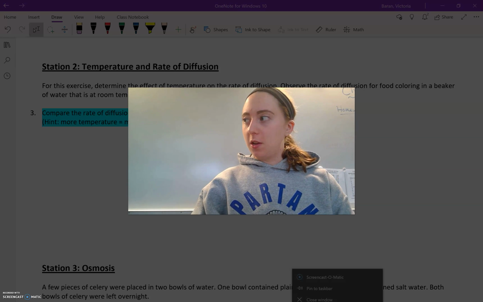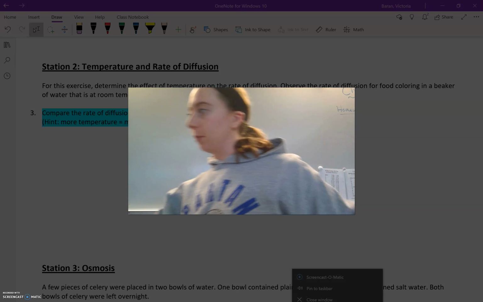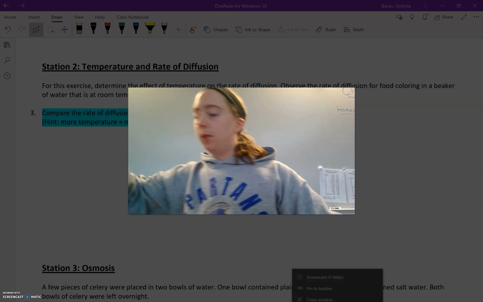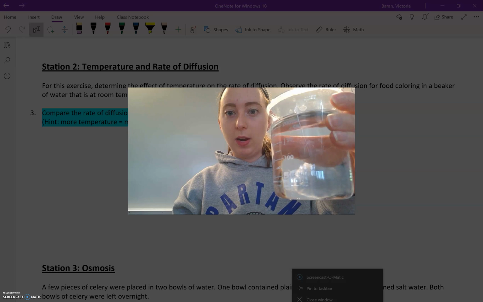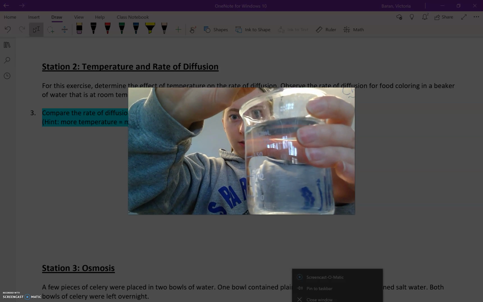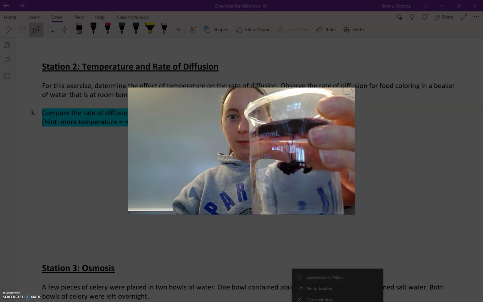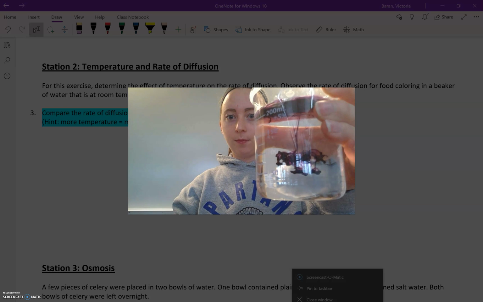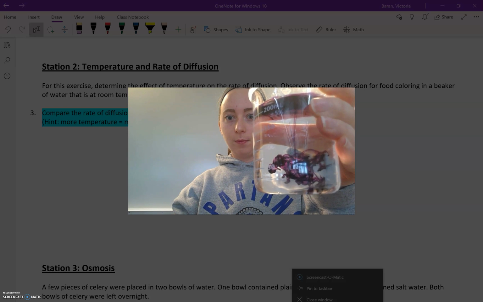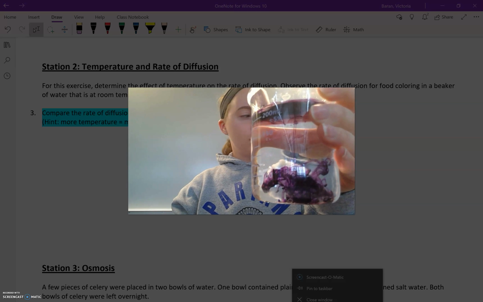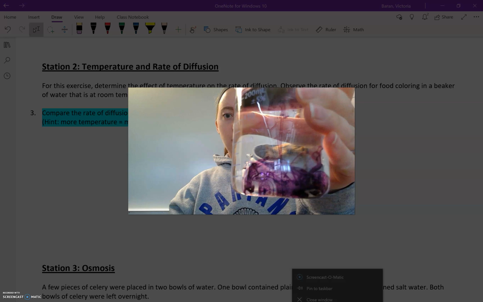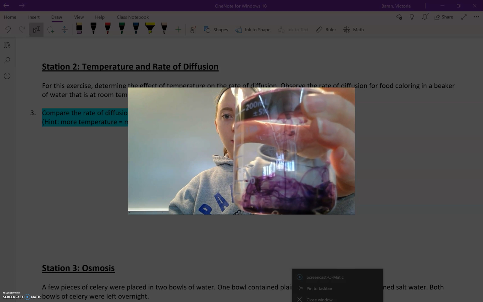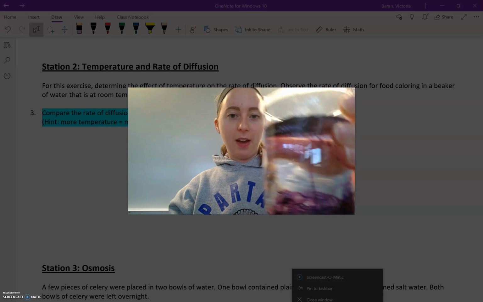I have another beaker that's been at just room temperature. So that's this guy right here. So let's look at the rate of diffusion when I add the food coloring to that. All right, so a little bit faster than our one that was completely freezing. Okay, a little bit faster.